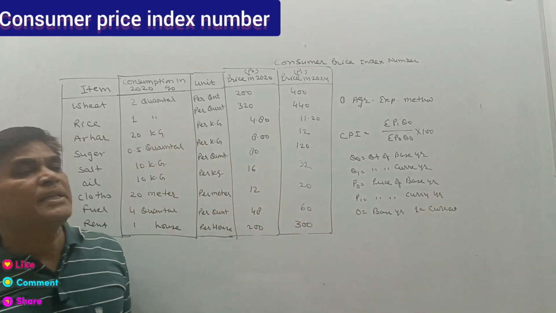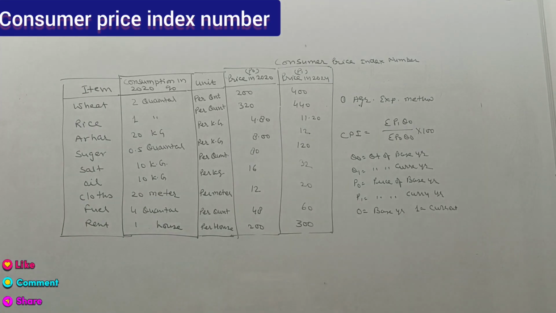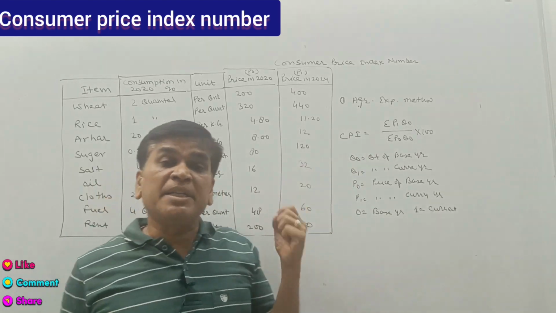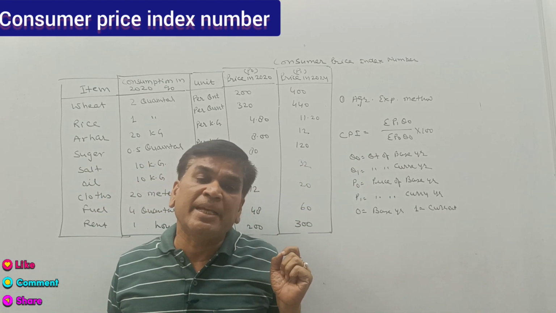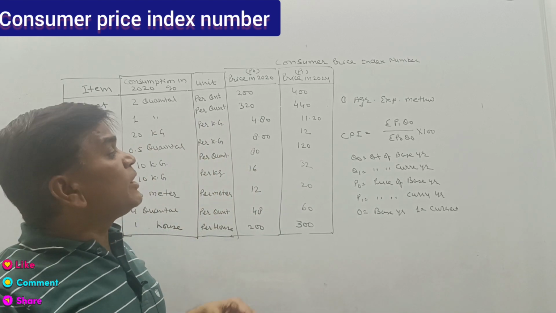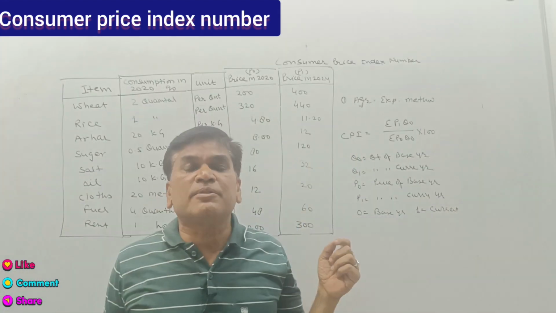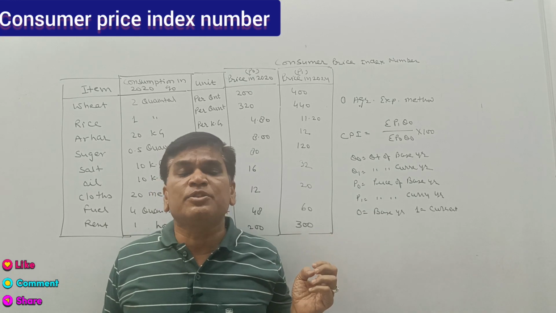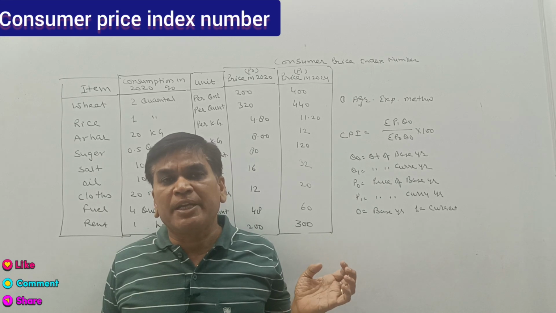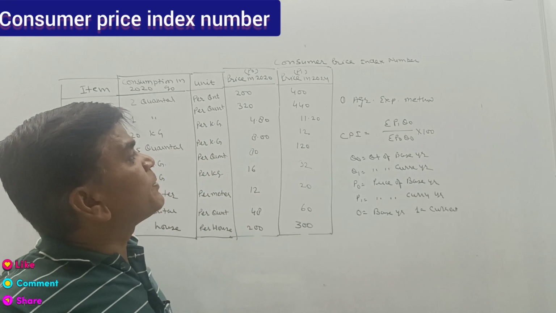This method is related with the aggregates. It deals with the totals, not with individuals, so it is called the aggregative expenditure method. In that method, we first calculate the value of P0 Q0 and then the value of P1 Q1. For getting consumer price index number, the formula will be sigma P1 Q0 divided by sigma P0 Q0 multiplied by 100.